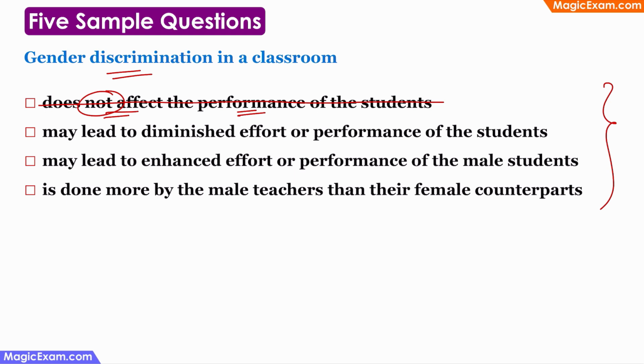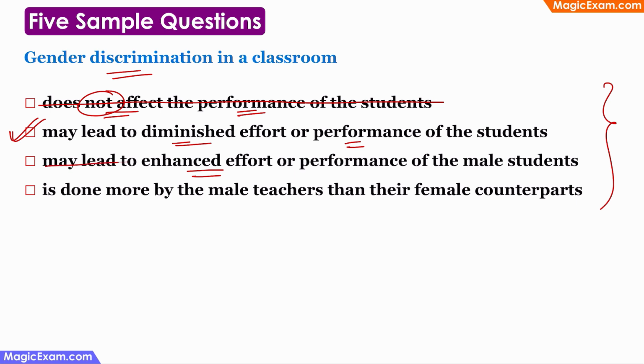Statement 2 says may lead to diminished effort or performance of the students. This statement is correct, because if you are discriminating, some students may feel discouraged and this will affect their performance. Therefore, it will lead to diminished effort in the performance. Therefore, this is correct. Next, may lead to enhanced effort or performance of the male students. This is incorrect, because just because you are discriminating against the girls in the classroom, it doesn't mean that the performance of the male students will increase or get better.